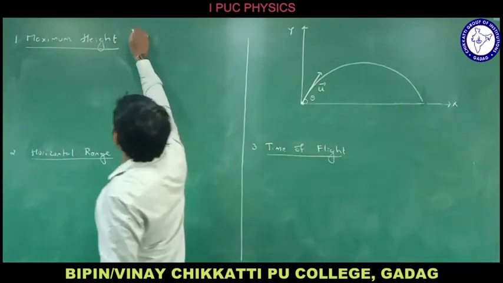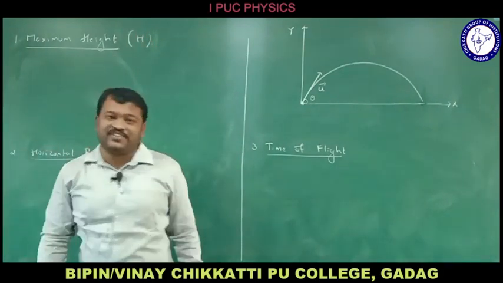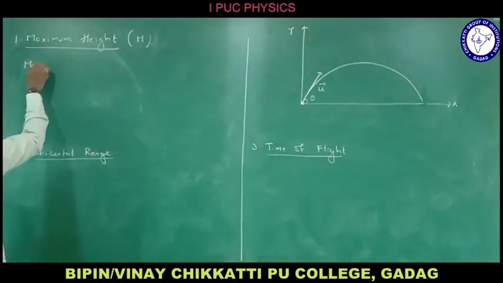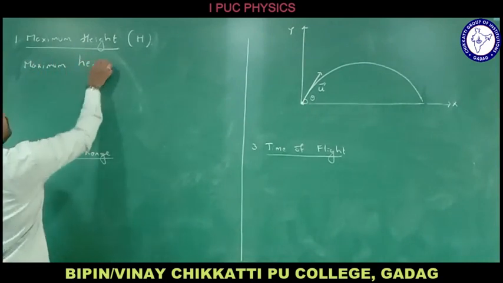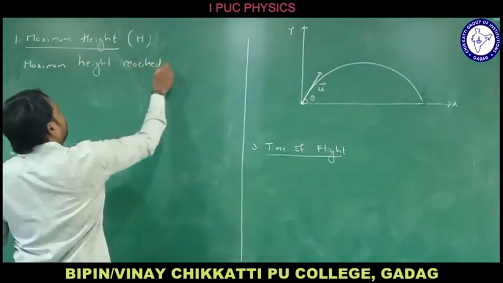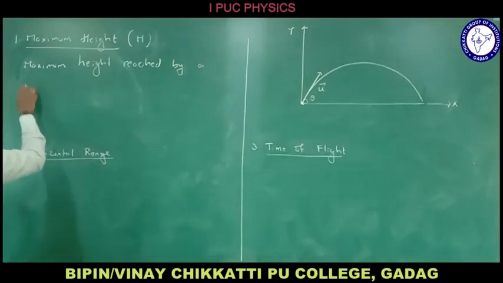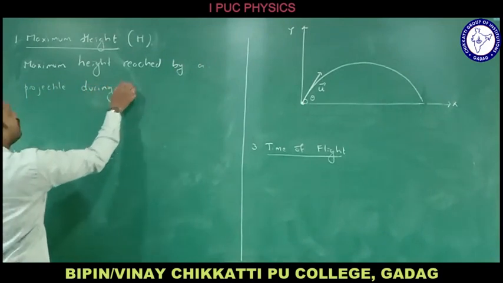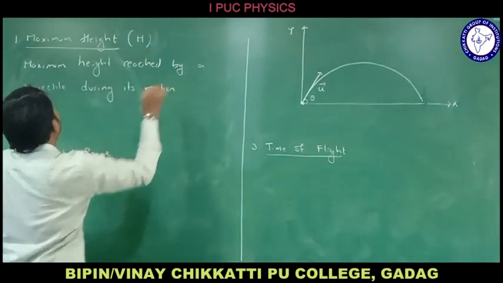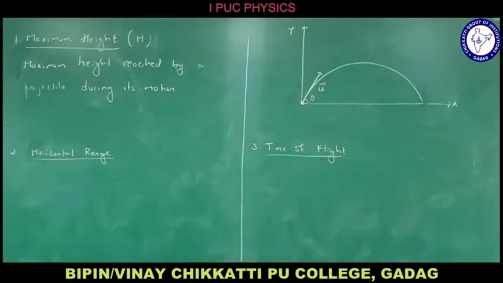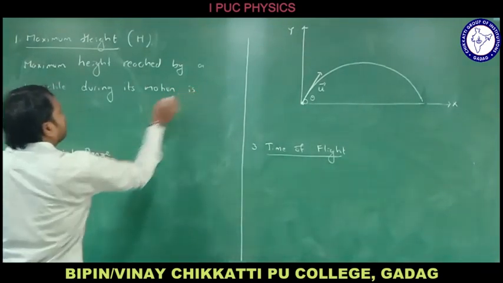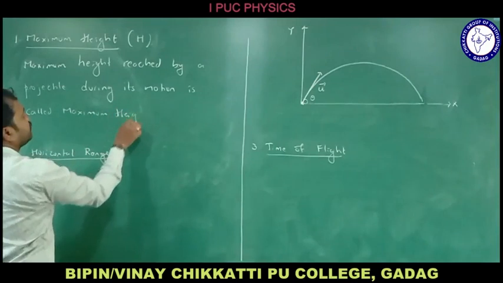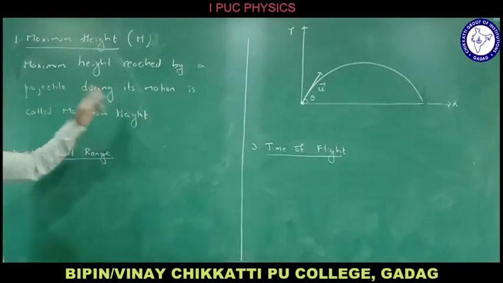What is maximum height? Maximum height is always represented by h, right? So what is maximum height? It is the maximum height reached by a projectile during its motion. See, the maximum height reached by a projectile during its motion is called maximum height.